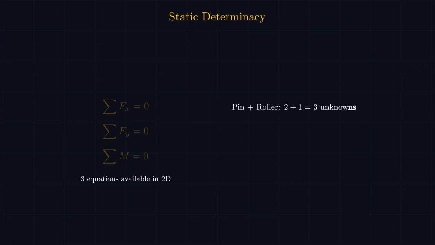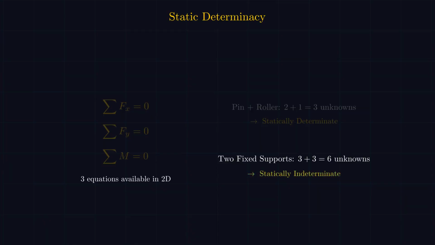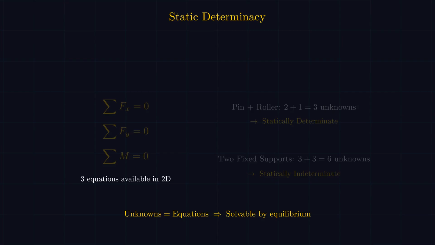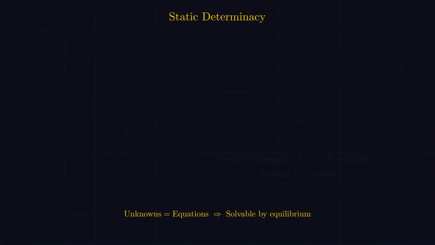A beam with a pin and a roller has 2 plus 1 equals 3 unknowns, exactly 3 equations. That's statically determinate. 2 fixed supports give 6 unknowns, more than 3, so equilibrium alone isn't enough. That's statically indeterminate, and we'll handle those later. The rule is simple. If unknowns equal equations, you can solve the problem with equilibrium. Let's apply all of this to a real structure, a simply supported beam.